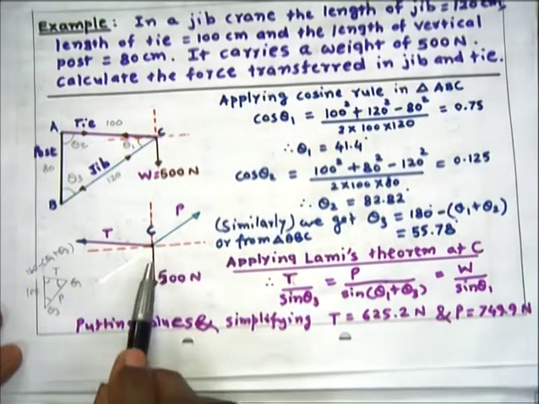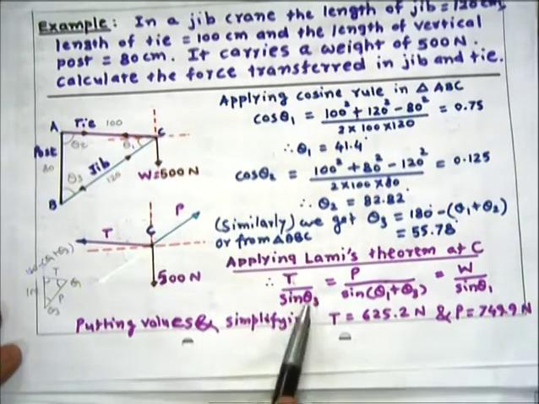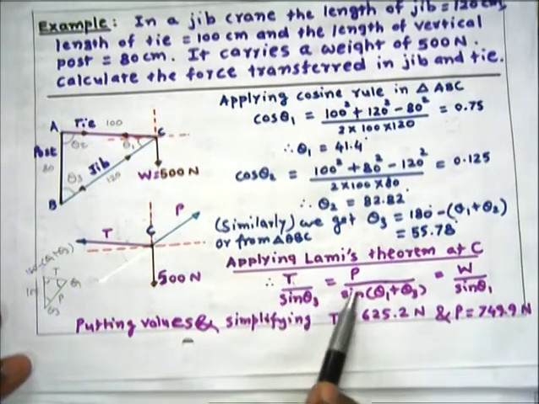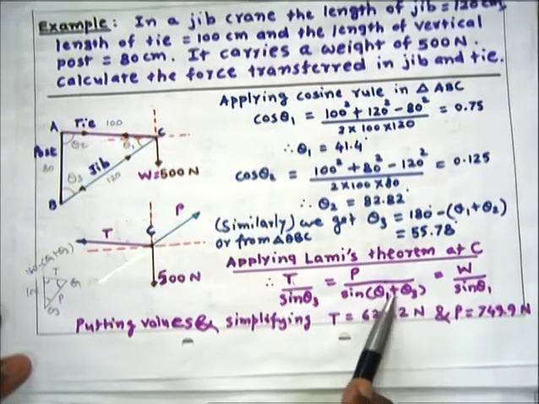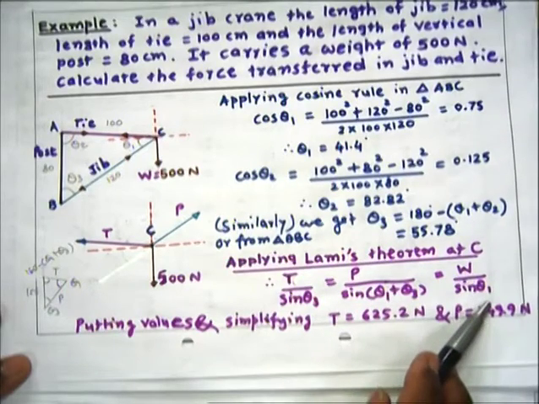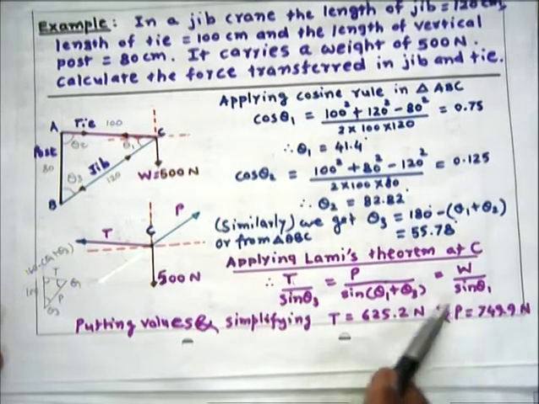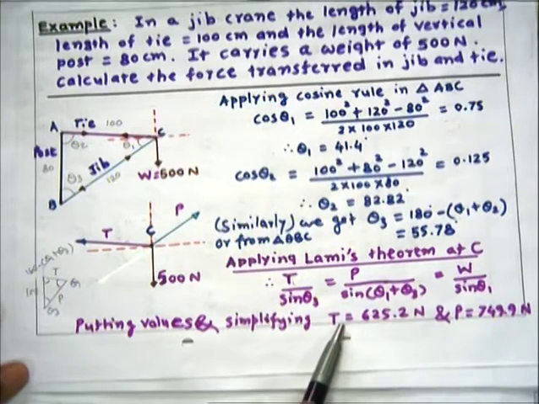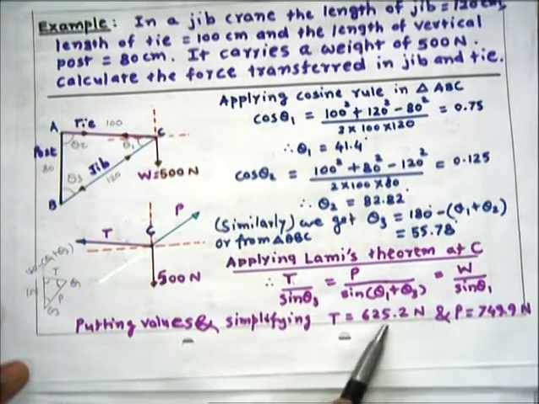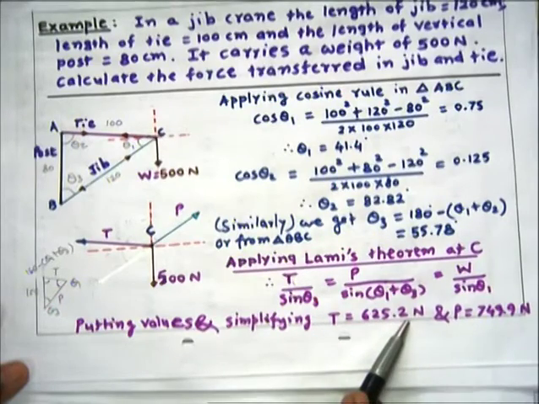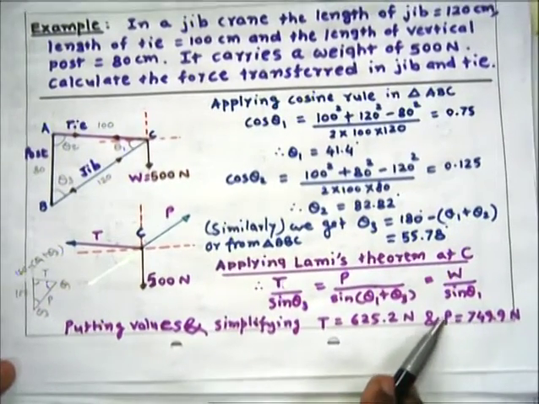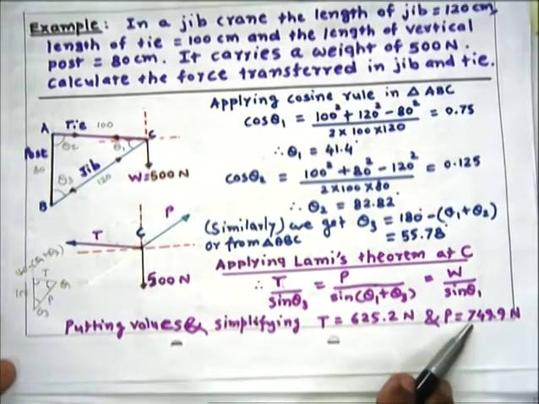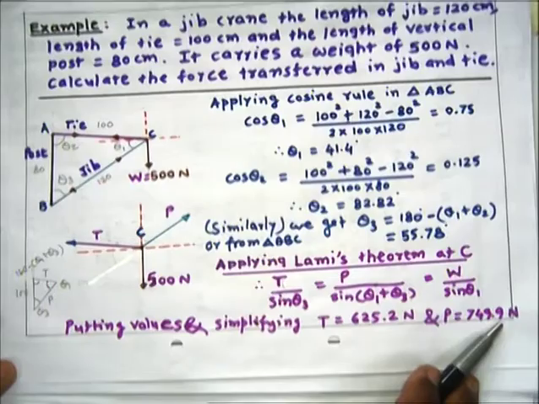P is theta 3. So applying the sine rule, Lamy's theorem, T divided by sine theta 3 is equal to P divided by sine (theta 1 plus theta 2) is equal to W divided by sine theta 1. So putting in values and simplifying, we will get the tension in the tie as 625.2 Newton and the force P in the jib, that is the compressive force, as 749.9 Newton.